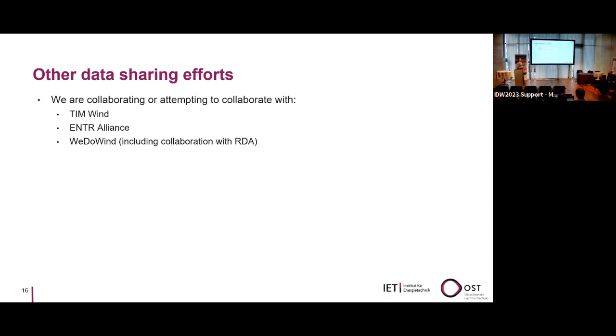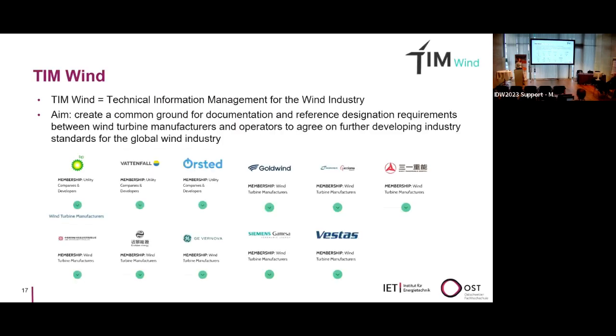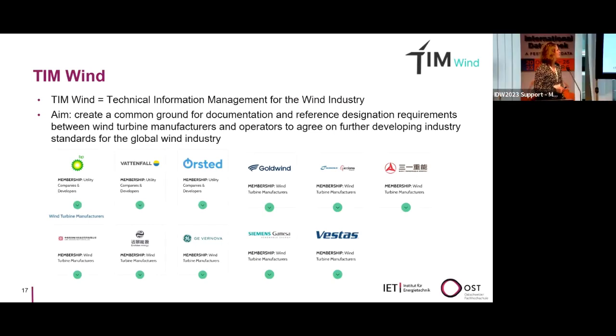Okay, and then just quickly, some other things that Task 43 is also interested in that didn't appear in the paper. I'm just going to talk about these 3 things. There's a group that's just formed called TIM Wind, which is Technical Information Management for the Wind Industry. They want to create a common ground for documentation and reference designation requirements between the manufacturers and the operators in order to agree on the standards for the industry. And there's lots of companies involved in this.